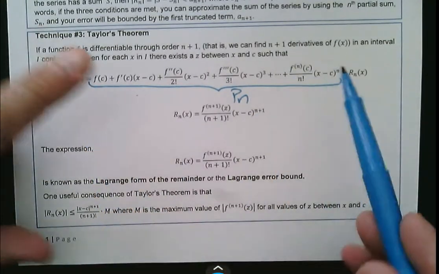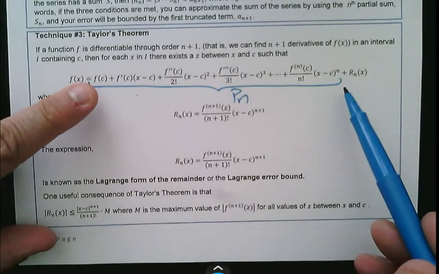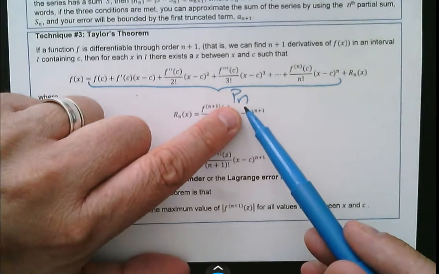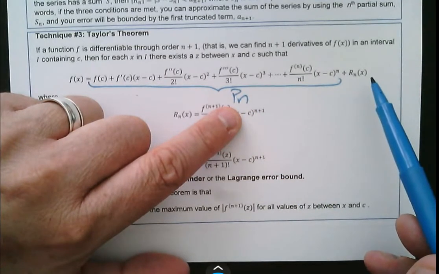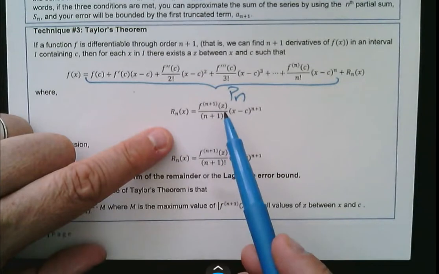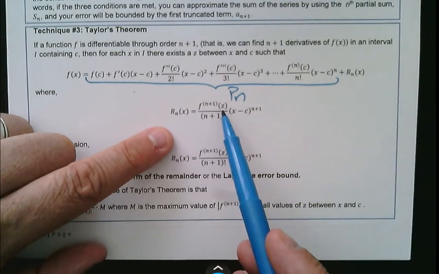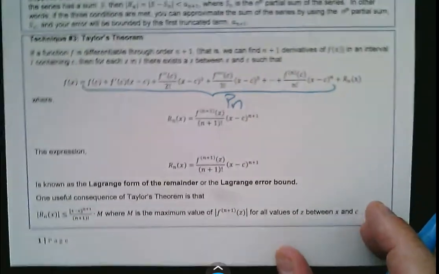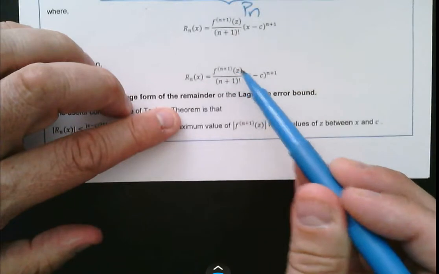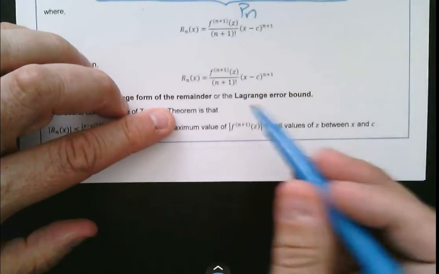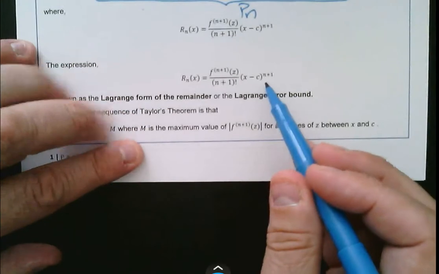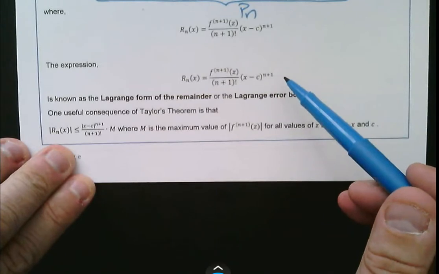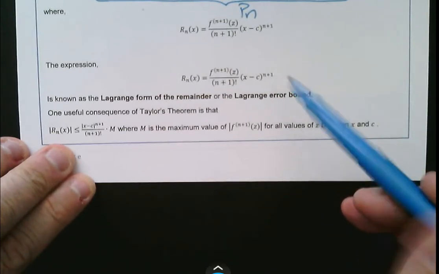The value of the original function is equal to the value of the nth degree Taylor polynomial plus your remainder, and that's for some value of z, and z is inside this interval. This expression, the n plus 1th derivative evaluated at z, divided by n plus 1 factorial times x minus c to the n plus 1, is known as the Lagrange form of the remainder, or the Lagrange error bound.